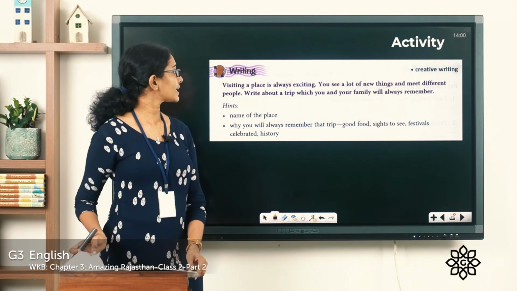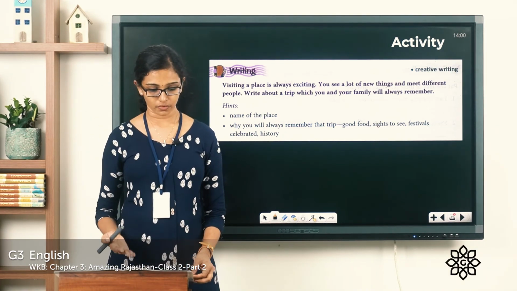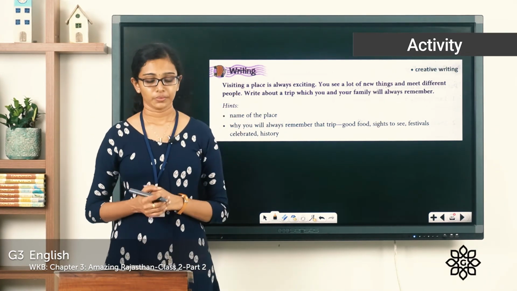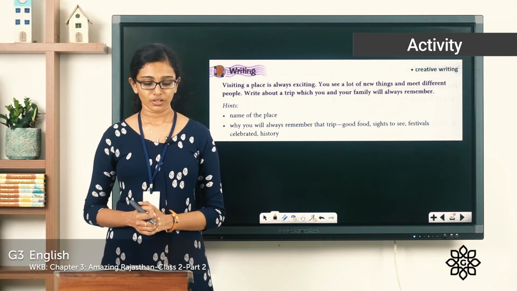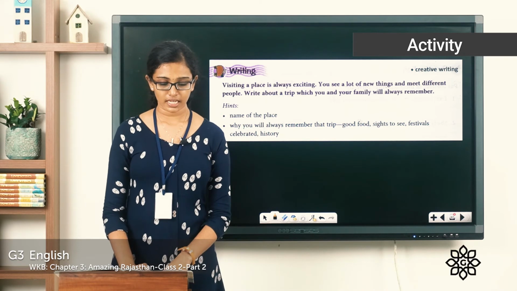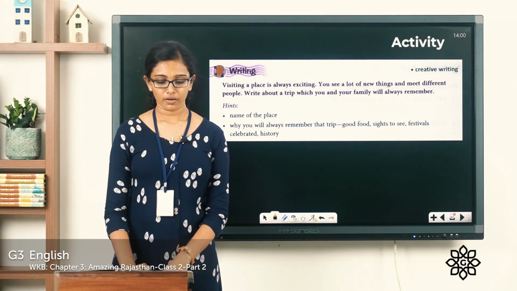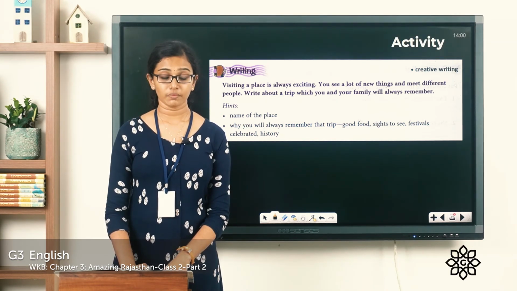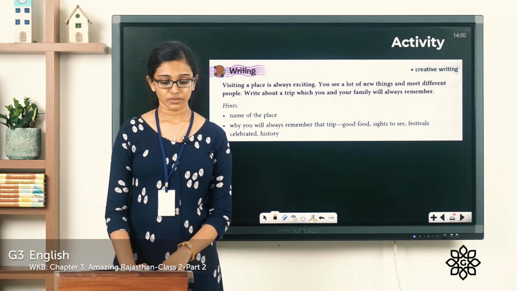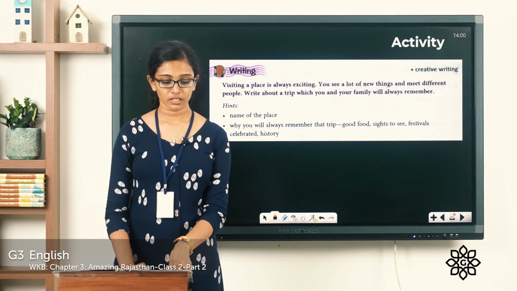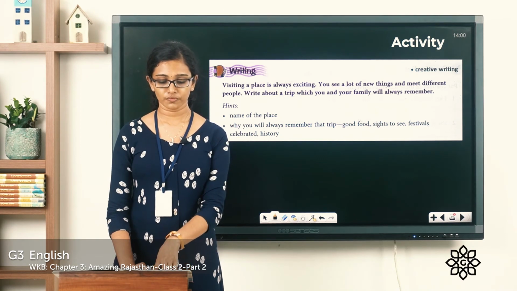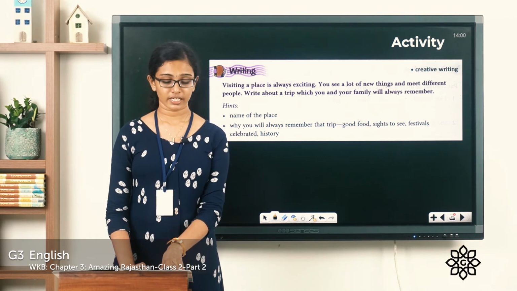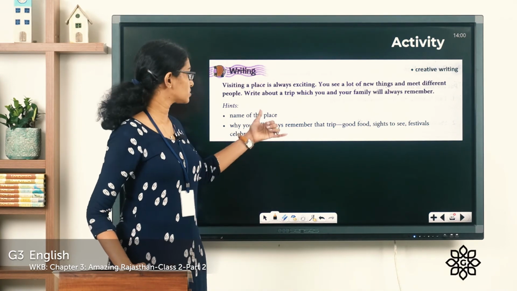Now in the next page, page number 24, you can see this question there. Writing. Visiting a place is always exciting. You see a lot of new things and meet different people. Write about a trip which you and your family will always remember. You have to write, as a hint it is given, name of the place, why you will always remember that trip, good food, sights to see, festival celebrated, history. So you are given some hints also here.